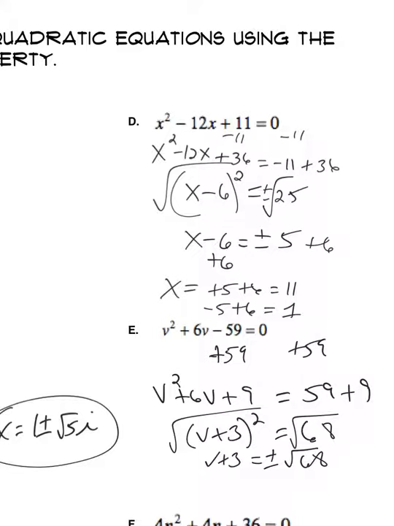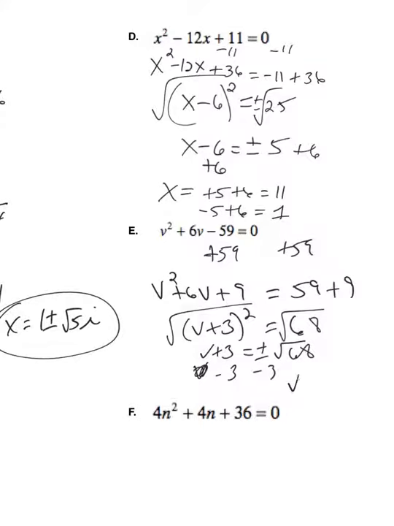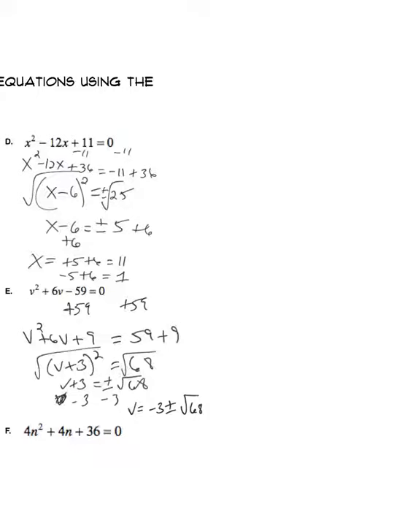I have v plus 3 equals plus or minus the square root of 68. And it behooves me to probably break down 68, but let me just do that in a second. I'm going to subtract 3 from both sides. So I have v equals negative 3 plus or minus the square root of 68. I know that 68 can be simplified a little bit further, so I'm just going to do that really quickly on the side here.